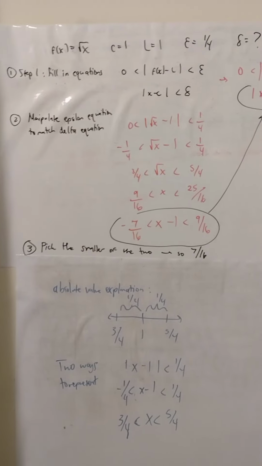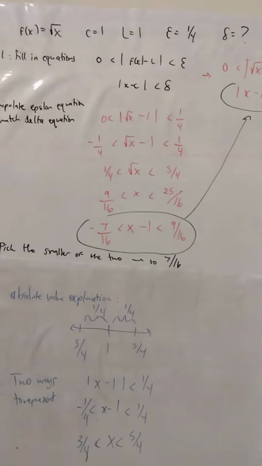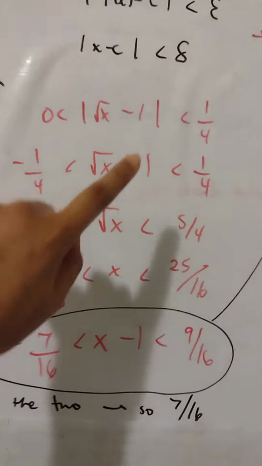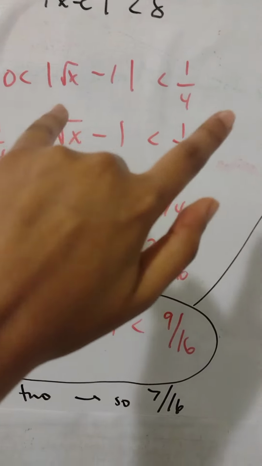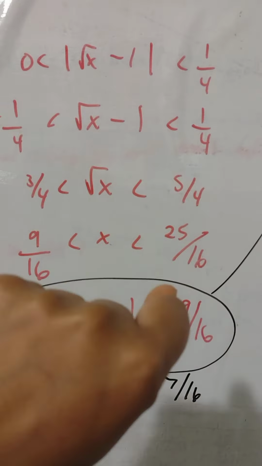Everything else we did was correct. It's just when we were doing these manipulations, we should have gotten rid of the absolute value by essentially breaking this up on both sides. So instead of it being 0 and a fourth, we get rid of the absolute value and we do a fourth and negative 1/4.